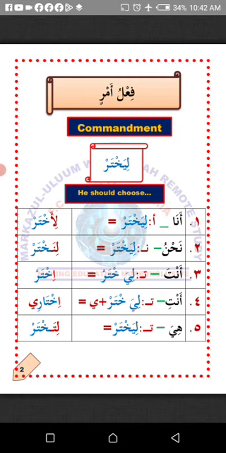Thalatha, number three. Anta, you, representing a single male person. So how do we now change the verb liyakhtar to suit anta? All you need to do is to detach lamun and ya'un. After the removal of lamun and ya'un, the word will become unpronounceable. So what do we do to make it pronounceable?